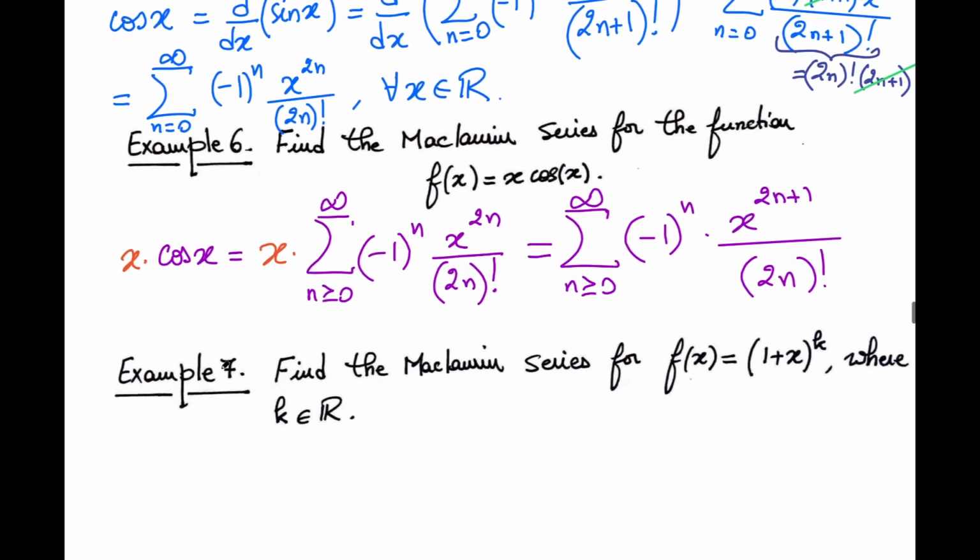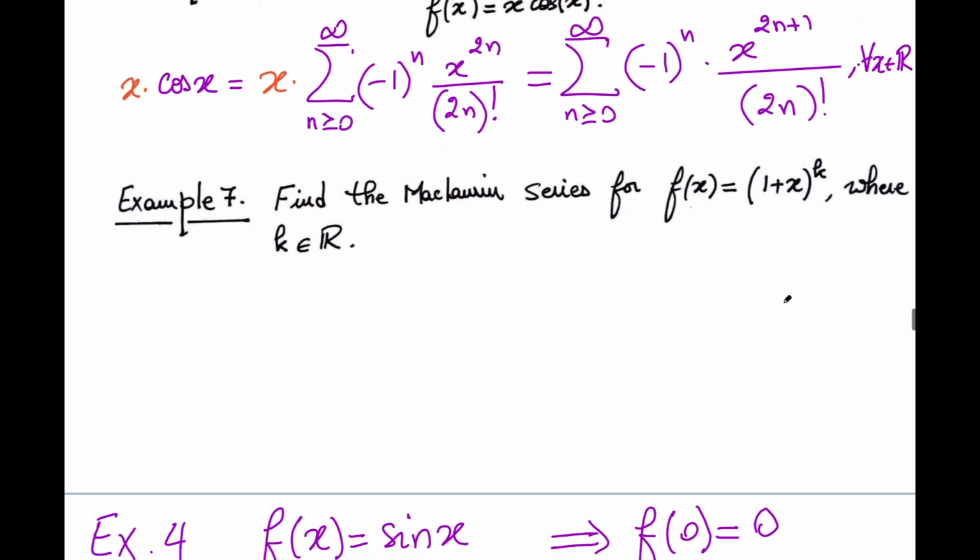So the Maclaurin series expansion for this function, x cosine, is equal to that series, right? And this is for any x in R, because the Maclaurin series expansion for cosine is equal to cosine for any x in R, and multiplying it by this polynomial, this x is not going to change anything. So this is for all x in R, right? Okay.